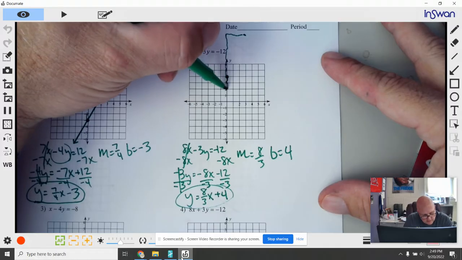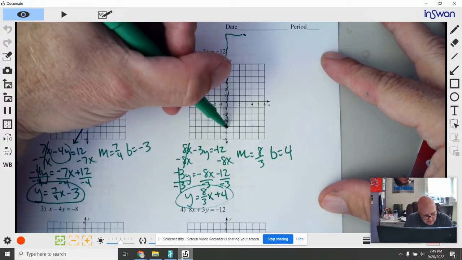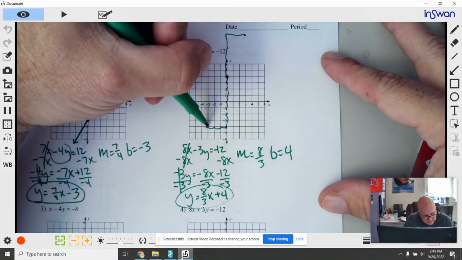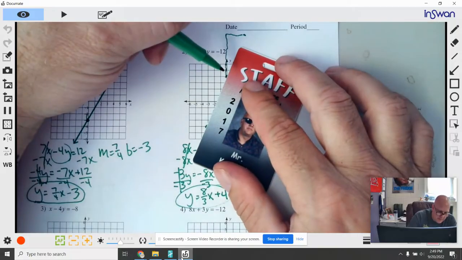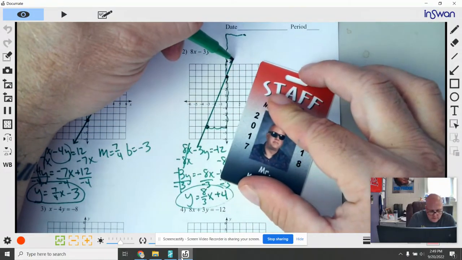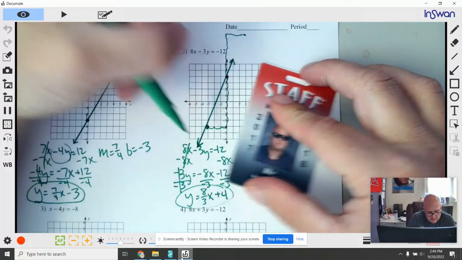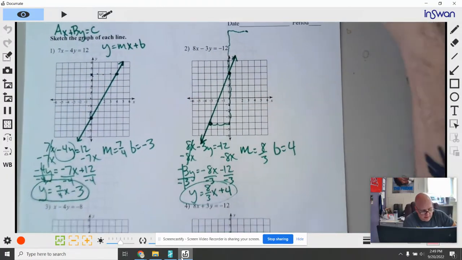So that's what I have to do in this case. I'm going to go down 1, 2, 3, 4, 5, 6, 7, 8. And this time I'm going to run to the left 3. Okay, so I can only fit 2 points on there again. Use your straight edge, connect the points, put your arrows on the ends, and there's our line. All right, number 3.